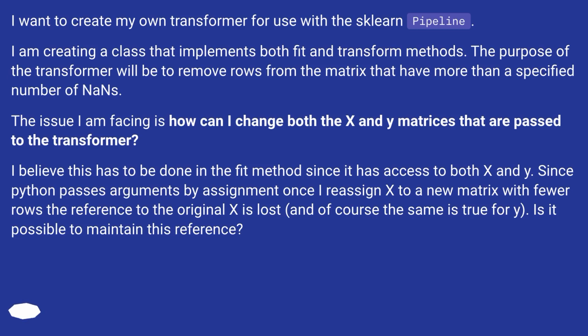of NaNs. The issue I am facing is how can I change both the X and Y matrices that are passed to the transformer? I believe this has to be done in the fit method since it has access to both X and Y. Since Python passes arguments by assignment, once I reassign X to a new matrix with fewer rows, the reference to the original X is lost, and of course the same is true for Y. Is it possible to maintain this reference?